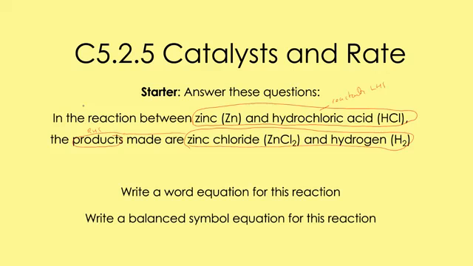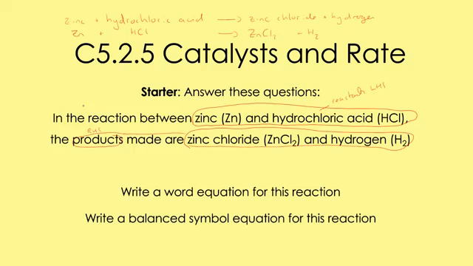So if I was to write this, I would write zinc plus hydrochloric acid. And then remember, it's an arrow, not an equal sign, and that's going to give my products, which we've identified as zinc chloride and hydrogen. And it gives us the symbols for these. The symbol for zinc is Zn, and the symbol for hydrochloric acid is HCl. And then zinc chloride is ZnCl2 and hydrogen is H2.